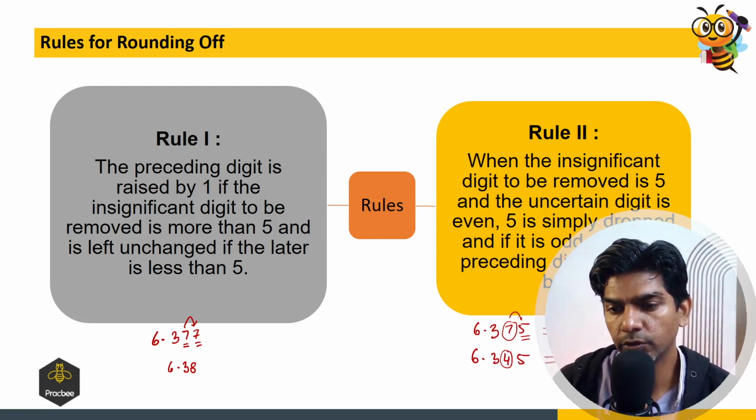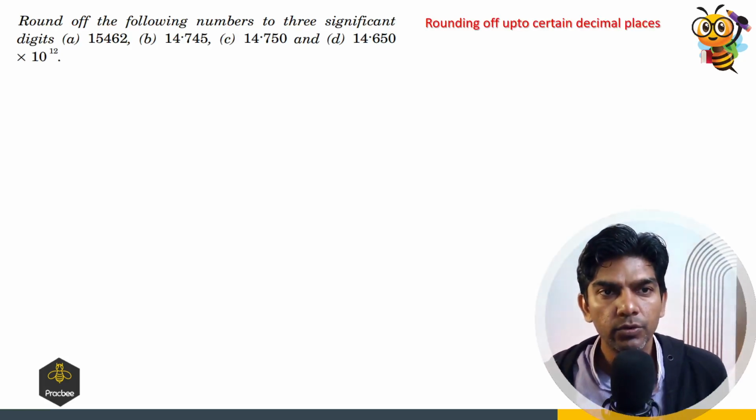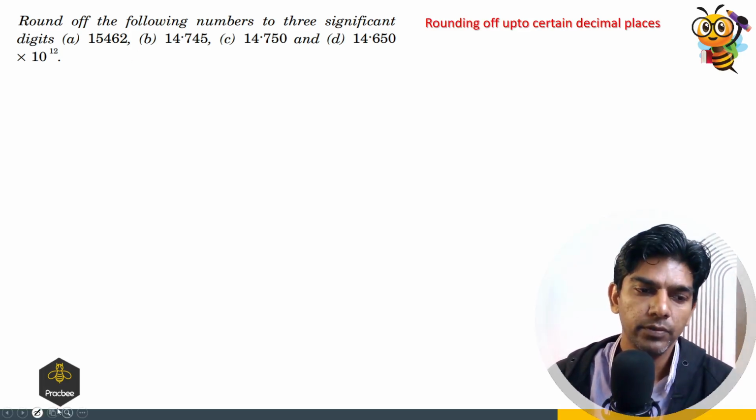So this will be 6.34. So you have to remember these rules. Let us see the question based on this. Round off the following numbers to 3 significant digits. Right, so we want to round this up to 3 significant digits.